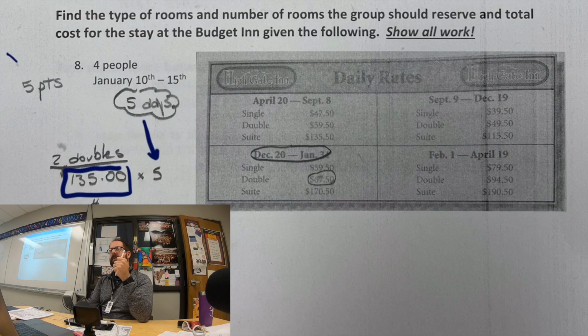5 nights. That's a lot. 5 times 135. That's $675 for the hotel. And then obviously if you find the price per person, it's cheaper, but that's what a lot of people forgot to do. I just wanted the cost, how many rooms, what was the total. You did not have to find it per person. Questions?